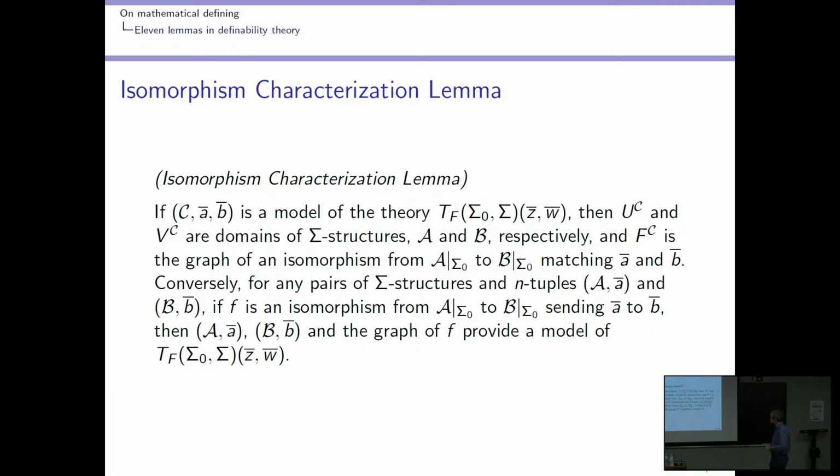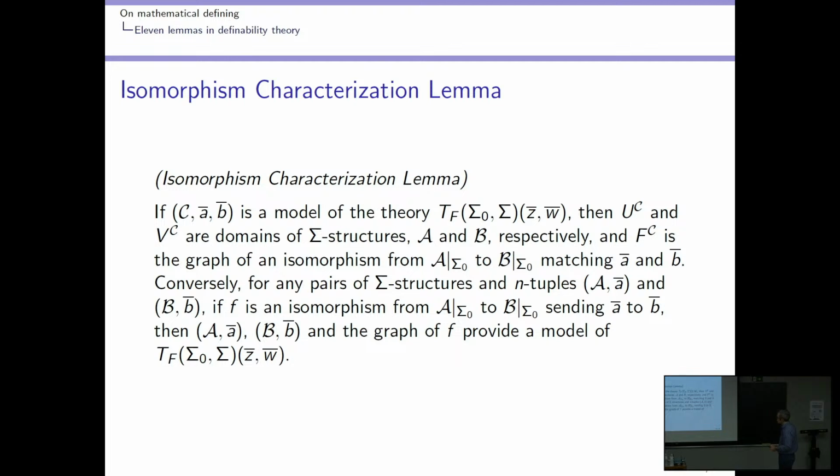Why? Because this is a relational signature. So any set defines a substructure by relativization. We need only to intersect the predicate with the set. We need not close the set under functions because there are no function symbols. So UC and VC, which are the interpretations of U and V, are domains of sigma structures, A and B, respectively. And FC is the graph of an isomorphism from the reduct of A to sigma 0 to the reduct of B to sigma 0. And this isomorphism matches A bar and B bar.